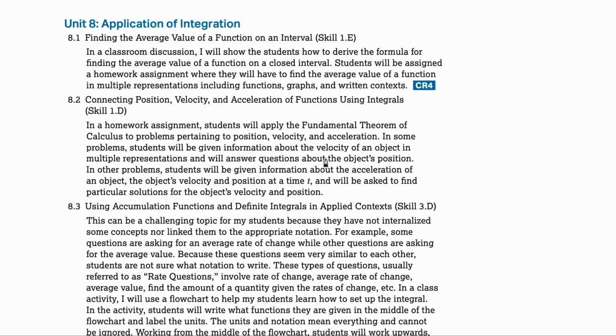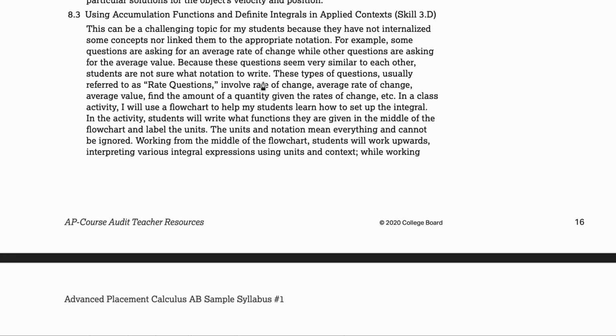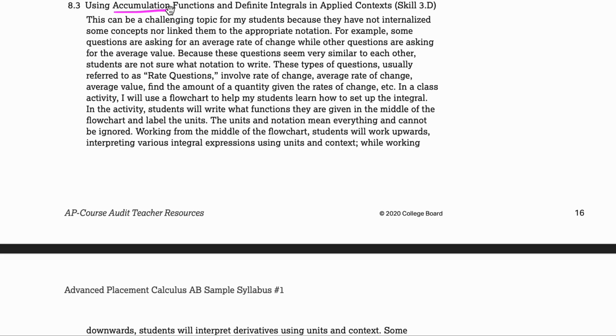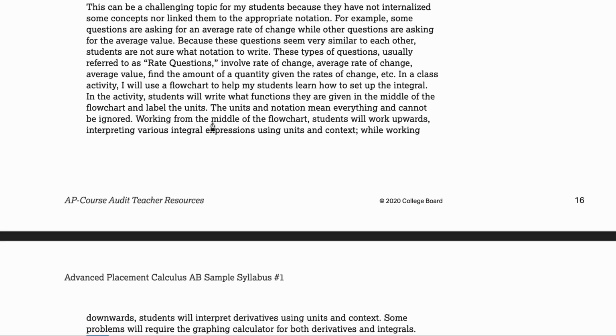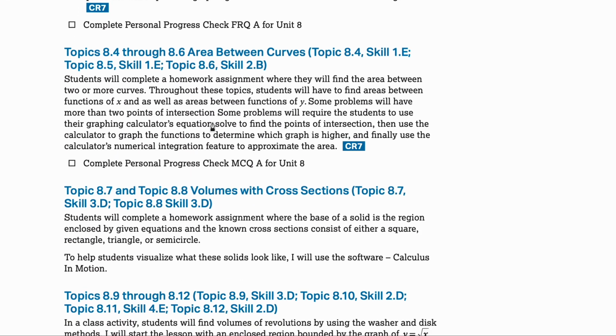And then Unit 8 is applications of integration. So why do we care? Why do we even find the integral in the first place? So here we talk about how we can use it to find the average value of a function, also how it can relate to position, velocity, and acceleration functions, which we also talked about in semester 1 with the derivative. Now we're talking about how the integral can relate to those and be applied. And then, of course, again, we see this idea of accumulation, right? So how we can use the integral to find the accumulation of an amount.